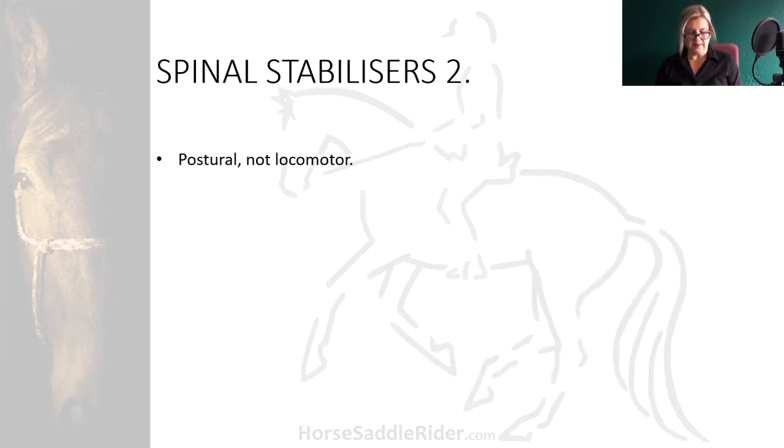Spinal stabilizers are postural, not locomotor, and that can mean that they are readily strained, causing back pain if subjected to overuse injury or sustained postural asymmetry or loading. So for example, flexion, then rotation will strain and injure the postural muscles.